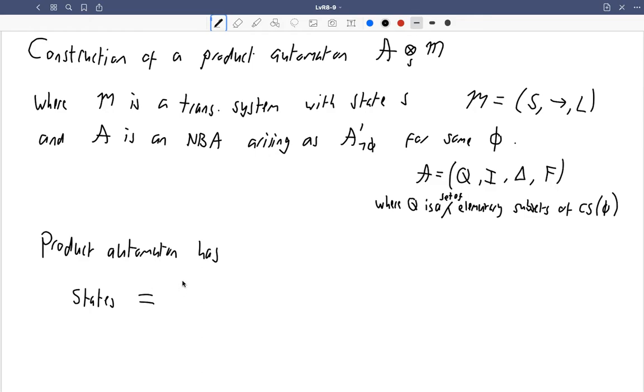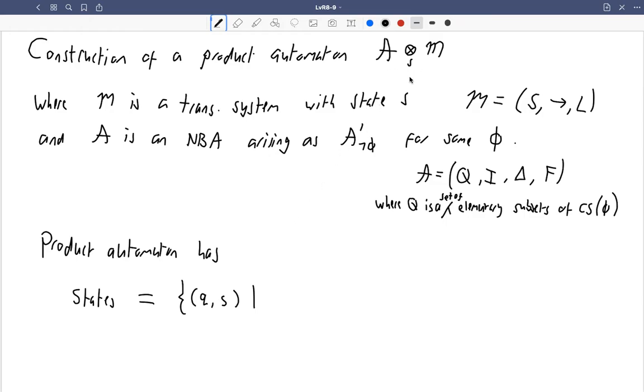So its states are given by pairs of Q and, so pairs of states, one coming from the Büchi automaton A, that's the Q, and the other coming from the transition system S.